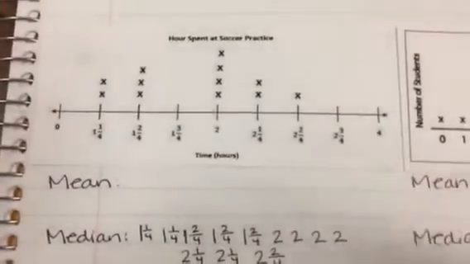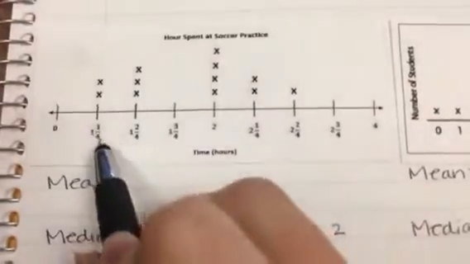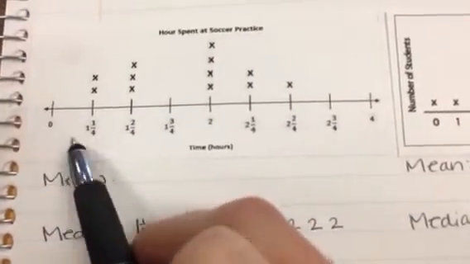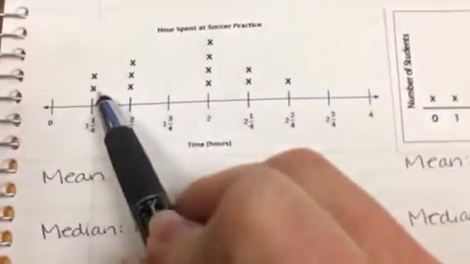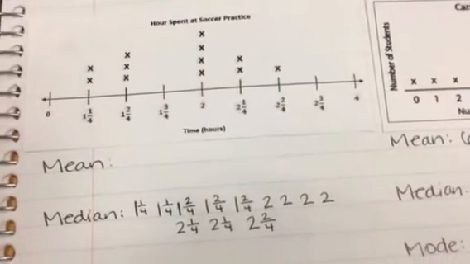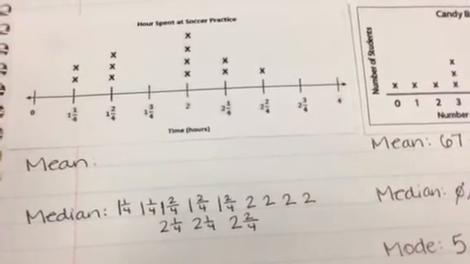This one shows the number of hours that students spent at a soccer practice. And these numbers down here represent the time in hours. So this is 1 1/4 hours or 1 hour and 15 minutes. And there were 2 students there. So if I'm looking to find the mean of this set of data, the very first thing I have to do is add it all up.